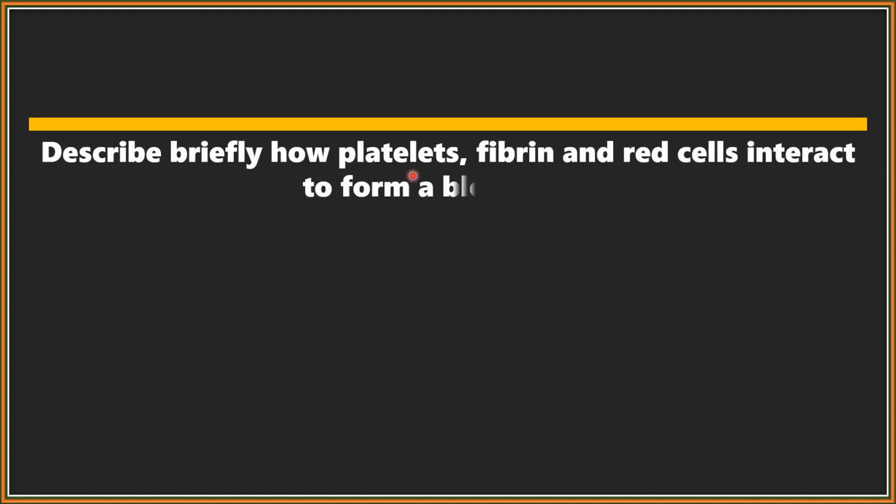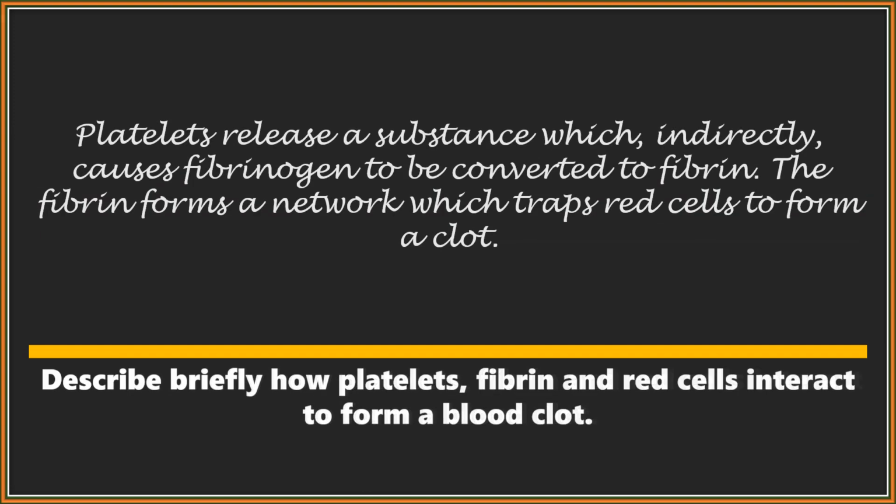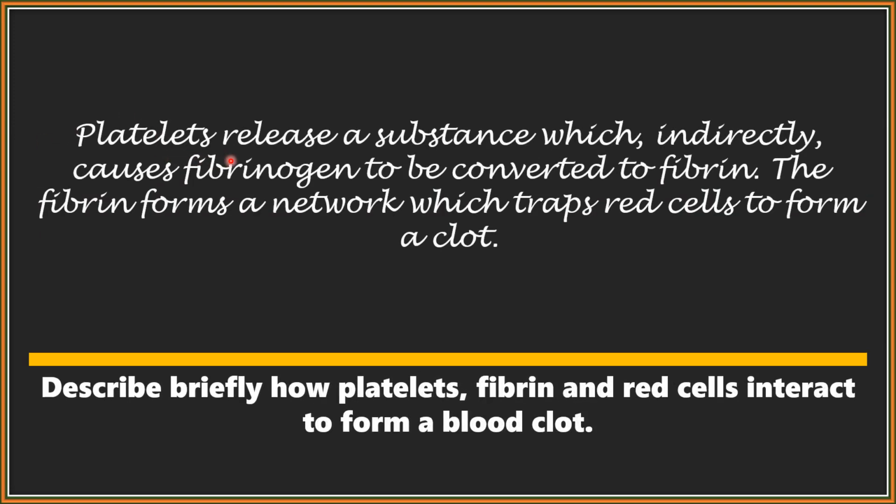Describe briefly how platelets, fibrin, and red cells interact to form a blood clot. Platelets release a substance which indirectly causes fibrinogen to be converted to fibrin. The fibrin forms a network which traps red cells to form a clot.